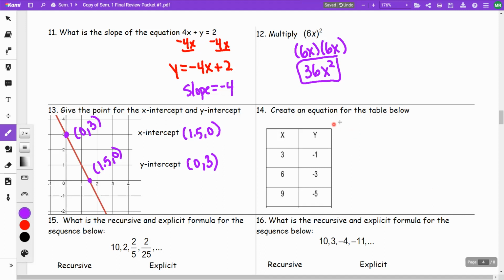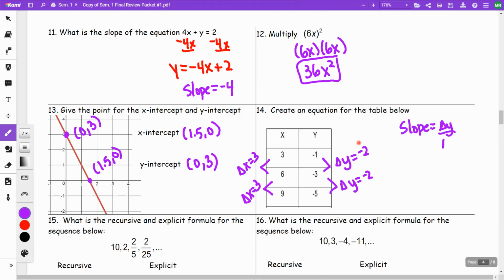On 14, create an equation from this table. So what I'm going to do is I'm going to be looking here at my y's, and I can see that my change of y is -2. Change of y is -2. Now my change of x is a 3. My change of x is a 3. So slope is equal to change of y over change of x. So it's going to be -2 over 3.